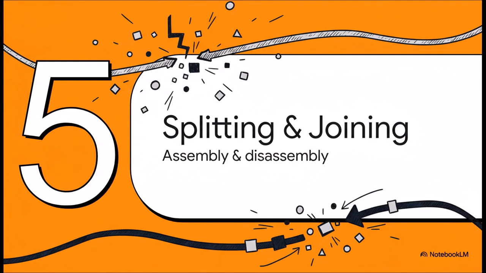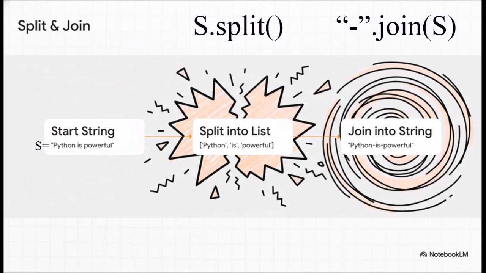And for our final set of tools, we've got assembly and disassembly. How do we break our strings apart into smaller pieces and then put them back together in brand new ways? For this, we have split and join, and they're like two sides of the same coin, perfect opposites that work together. You can take a sentence, like "Python is powerful," and use split to break it apart at the spaces. That turns it into a list of individual words. Then you can take that list and use join to glue it all back together into a single string, using any character you want as the glue. In this case, we're using a hyphen.